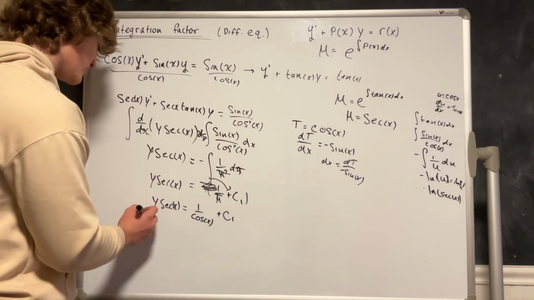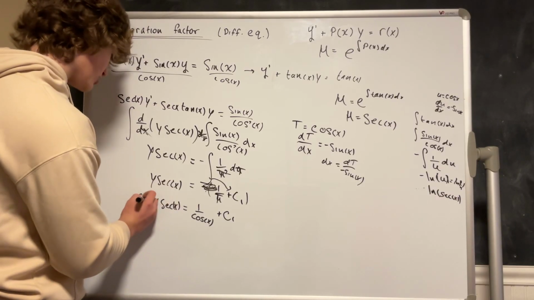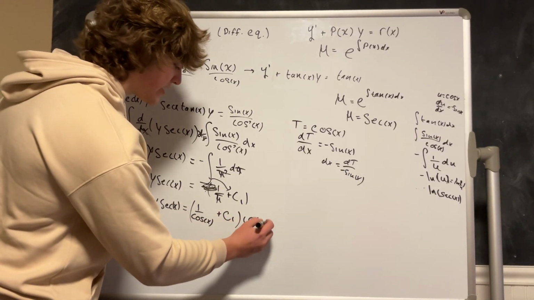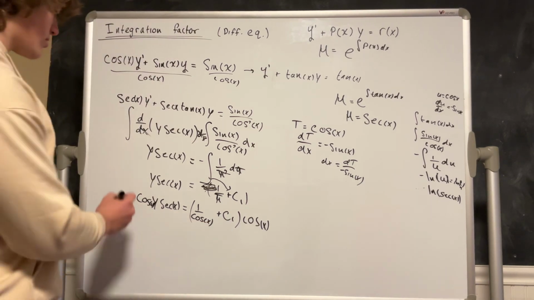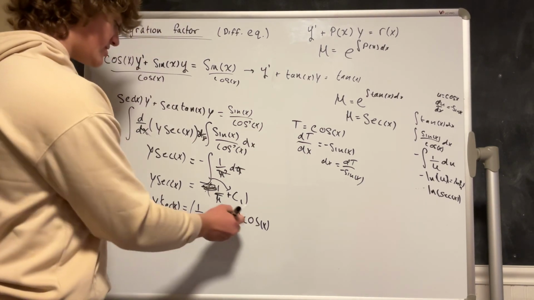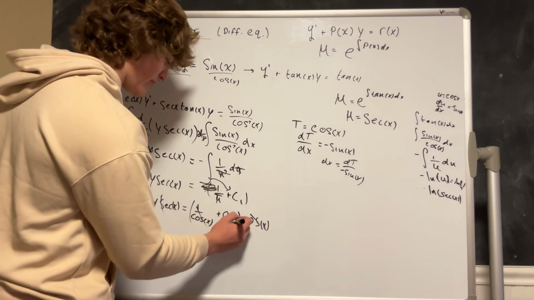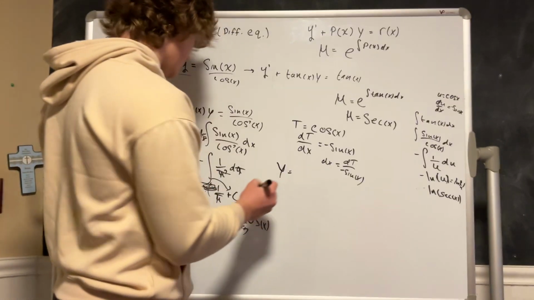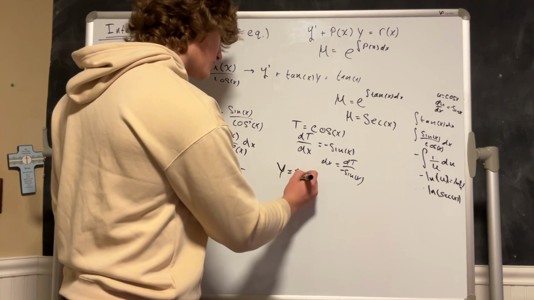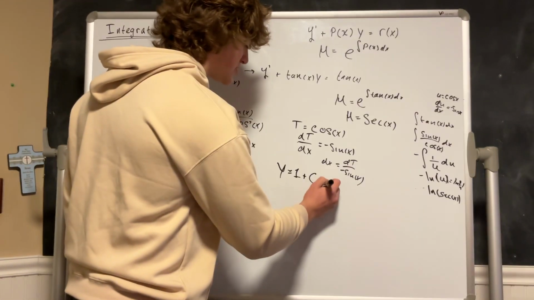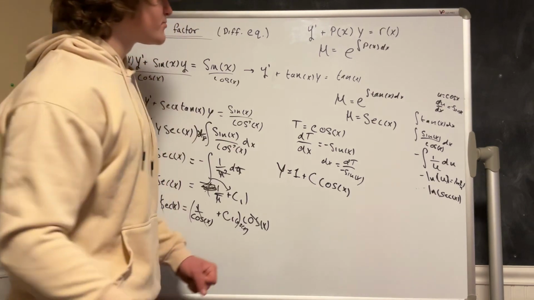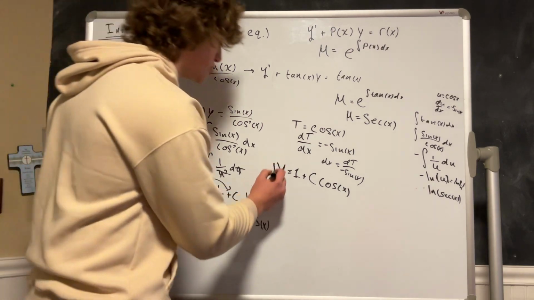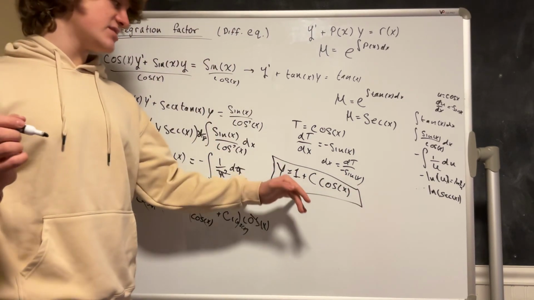Now, we are just going to divide both sides by secant x, which is the same thing as multiplying everything by cosine of x. So this all gets multiplied by cosine of x. And this just goes away, and we get y on this side. And then we just get this multiplied by cosine of x. So our solution to the equation that we initially started off with is y is equal to 1 plus a constant c times cosine of x. If you were to plug this into our original differential equation, it would output a true statement. So this is our function right here.